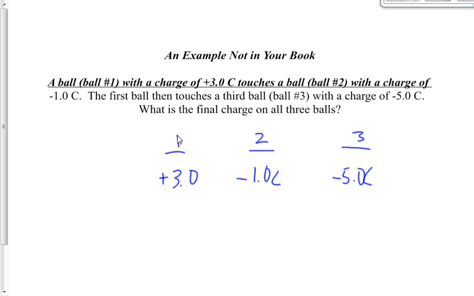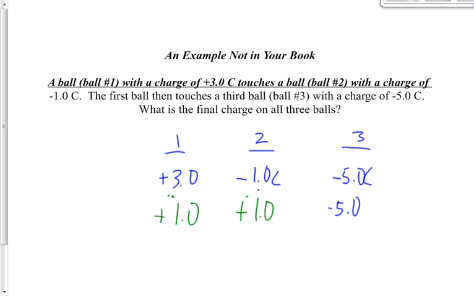Well, if we look at charge 1 and 2, there's a total charge between the two of them of +2. Right? +3 and -1 is a total of +2. They're going to balance out to be +1. We add them up, we divide by 2. Now, charge number 3 is going to remain at -5 because it hasn't been touched yet. We added the first 2 up, divided by 2, and they became +1 and +1.